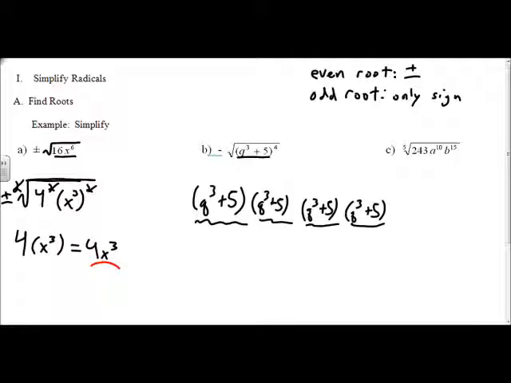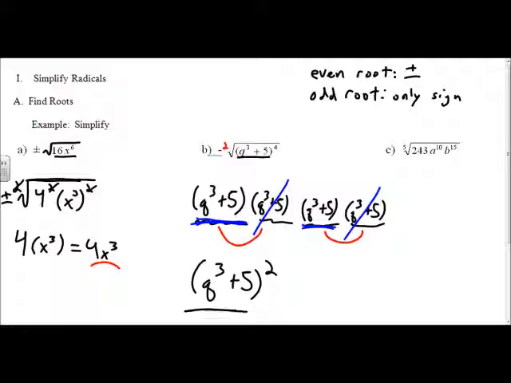Again, we put them in groups of 2 because this is the square root. So here's a group and here's a group. Out of each of these groups, we only need 1 of them. And so that just leaves us with q cubed plus 5 times a q cubed plus 5. Or we can rewrite that as q cubed plus 5 squared. That would be one way to look at it. Another way to look at what we have here, and again, we have to remember that it's the negative, so we put the negative sign on the outside.